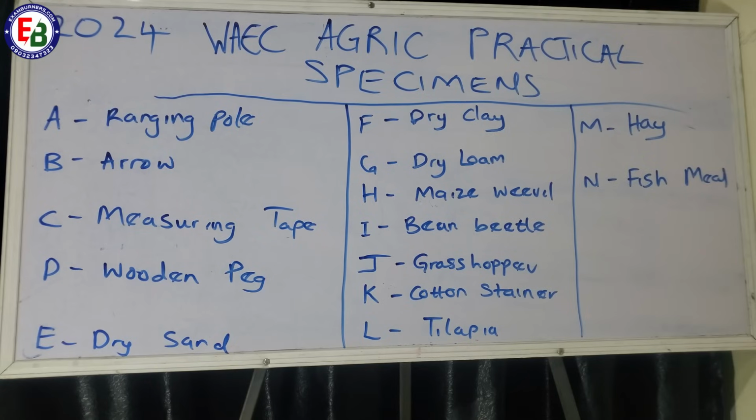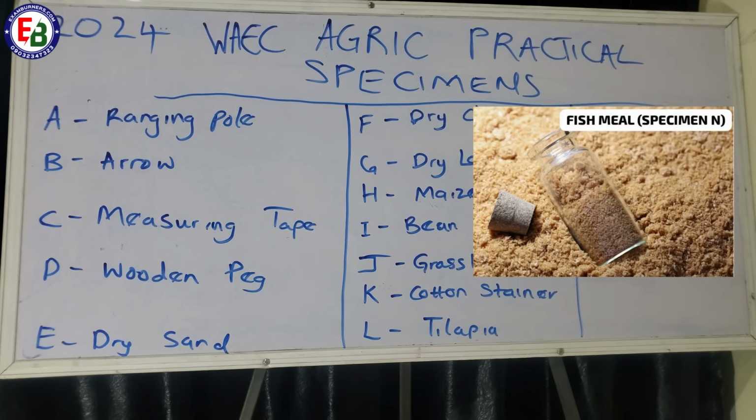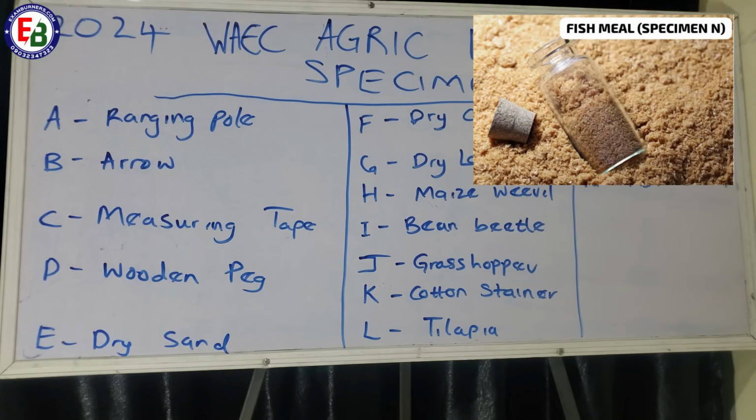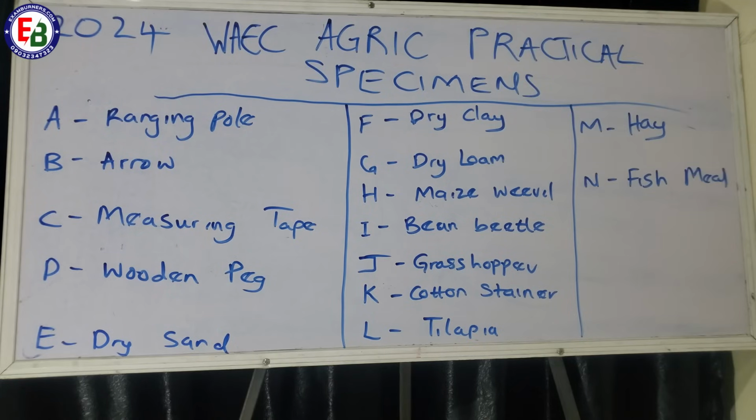The next step is what? Is to dry it. Then the last step is to what? Grind it, and then we have our what? Our fish meal. So I've given you 6 steps there. Number 1 cook, number 2 press, number 3 separate, number 4 evaporate, number 5 dry, number 6 grind. So these are all you need for your Agric practical exam. There are other questions, but I just gave you the vital ones, the ones that are very likely to come out in your exam. So that is all on the 2024 WAEC Agric practical specimen.